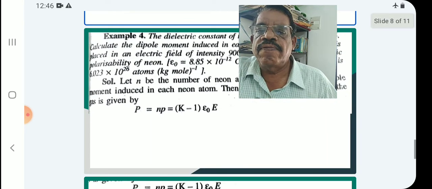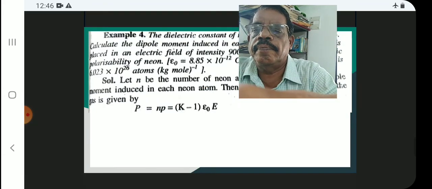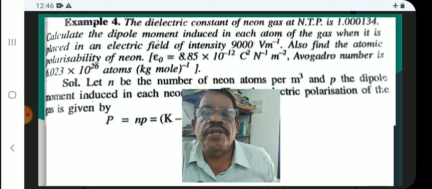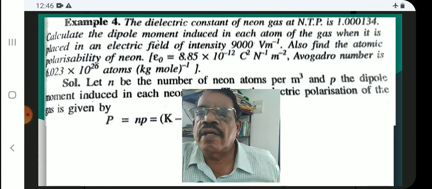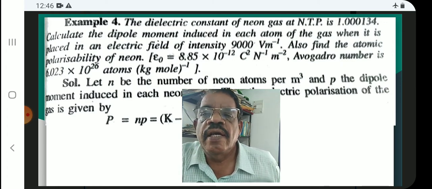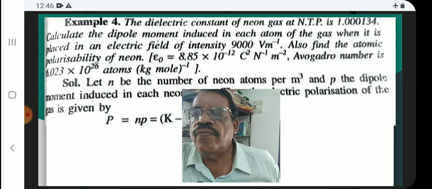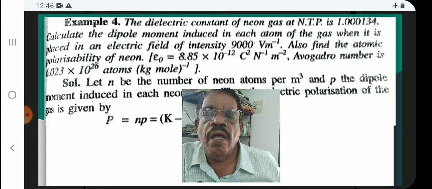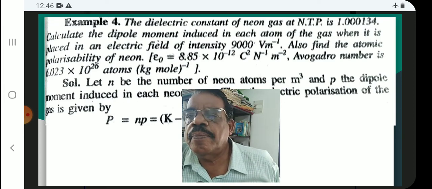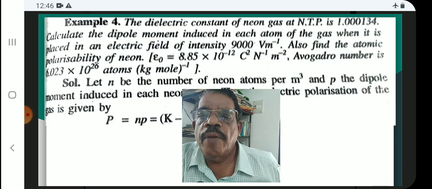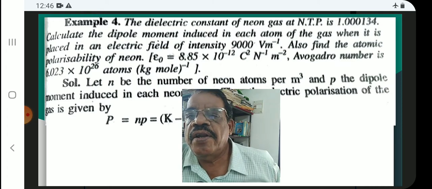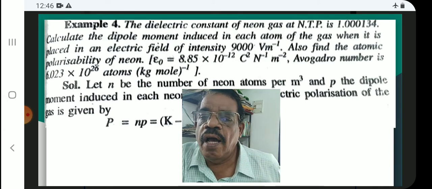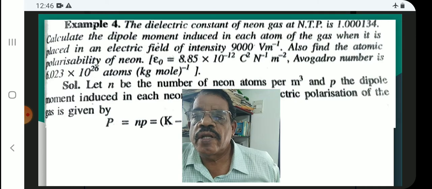Now comes example 4. Next problem. The dielectric constant of neon gas at NTP is 1.000134. Calculate the dipole moment induced in each atom of the gas when it is placed in an electric field of intensity 9000 volt meter raised to minus 1. Also find the atomic polarizability of neon. Epsilon 0 is given, Avogadro number is given, and here you note Avogadro number is 6.023 into 10 raised to 26, that is atoms per kilogram mole.